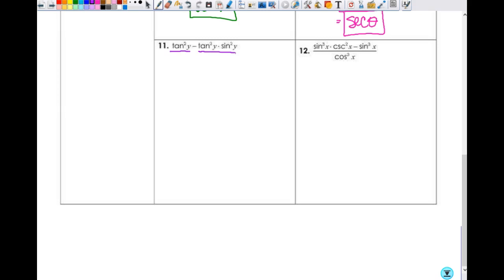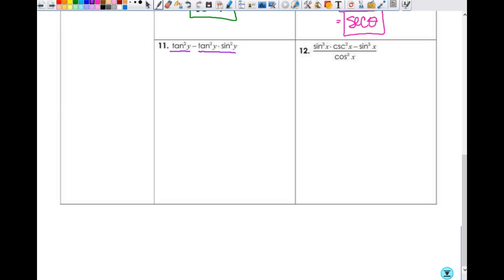Tangent squared of y, right? They both have tangent squared y in there. All right, so when you have two terms that have something in common, what do we call that? Like terms mean that they're... yeah. But they have one thing, or they have the most in common when we're factoring. What's it called? GCF, right? So we have a GCF. We could factor it out. Does that make sense to you?